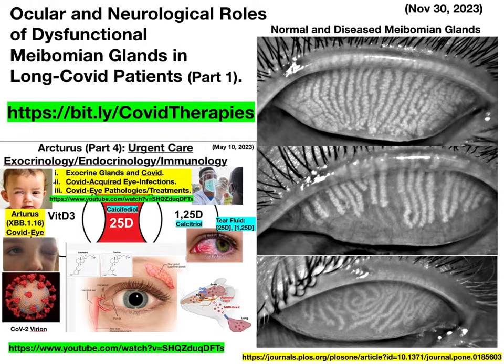Now turning to the issue of meibomian glands in the context of COVID eye infections. In the right portion of the slide, you see panels from a paper describing normal and diseased meibomian glands. The upper image shows the tubular arrangement of meibomian glands in the upper eyelid of a human. The eyelid has been folded upwards, so you're looking at the inner surface of the upper eyelid.